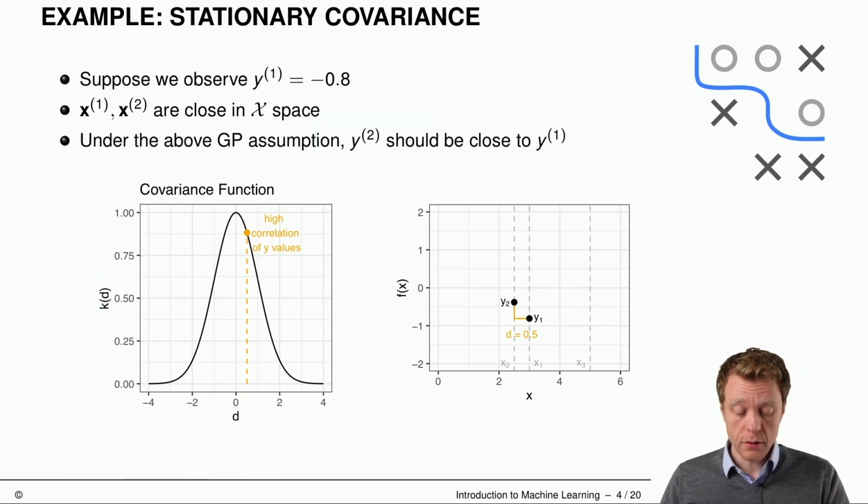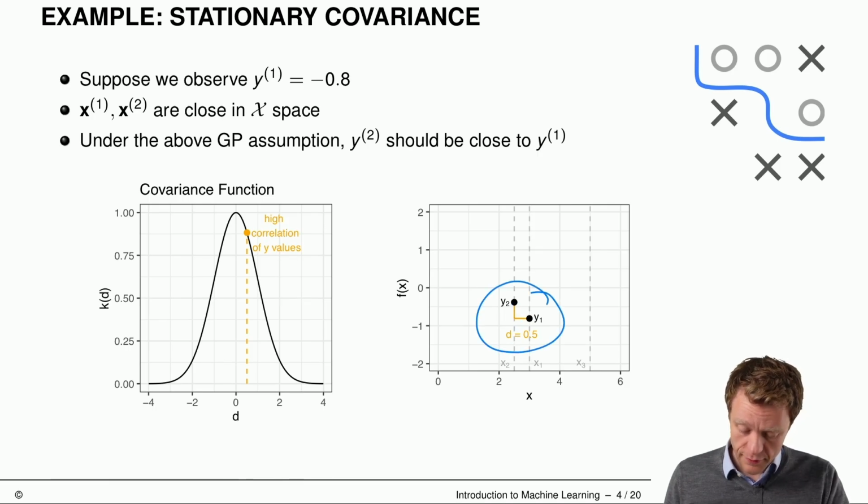So if we now draw a random point from this distribution, this should be rather close to the original y1, right? It should not be very far away, and that's also the case. So y1 and y2 are rather close in f space, which makes sense because they were close in the x space too.